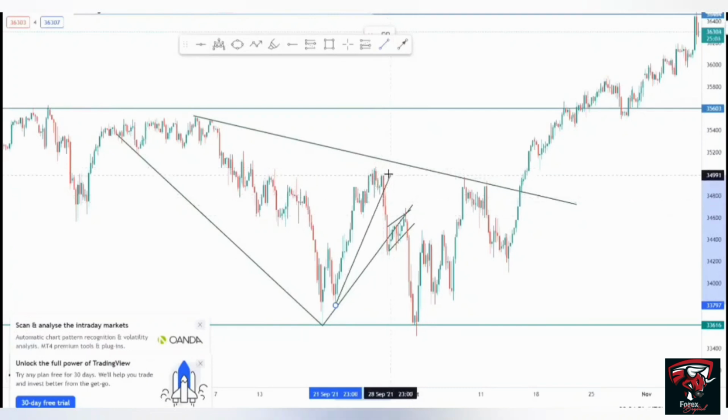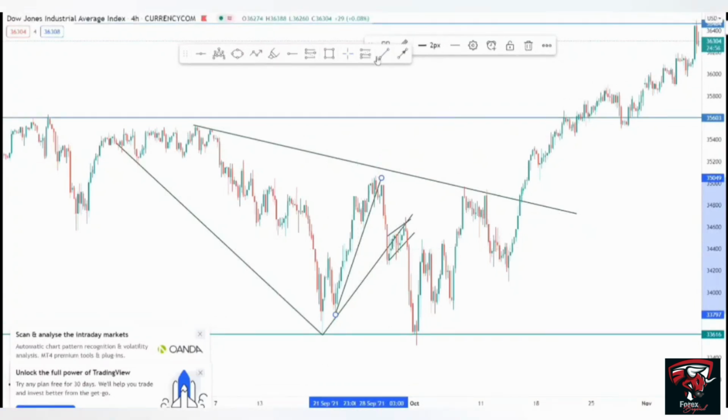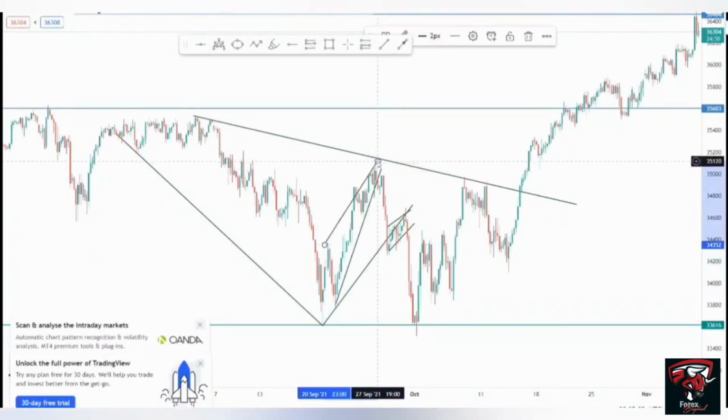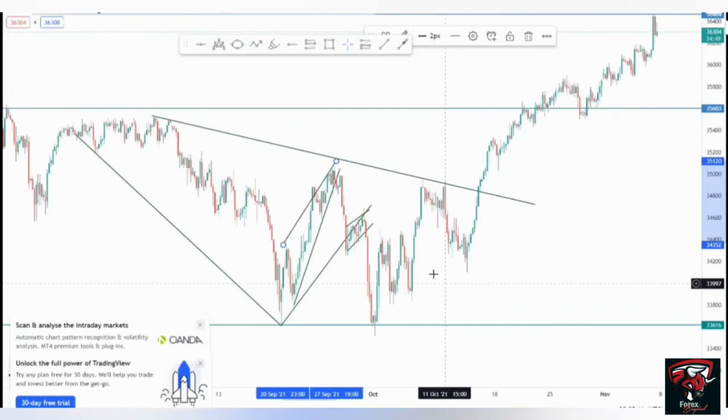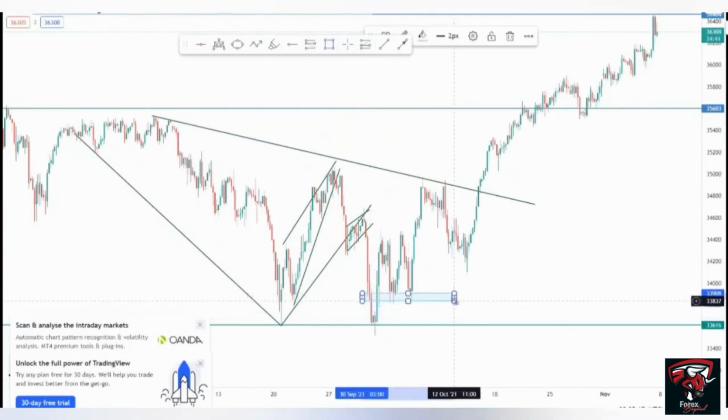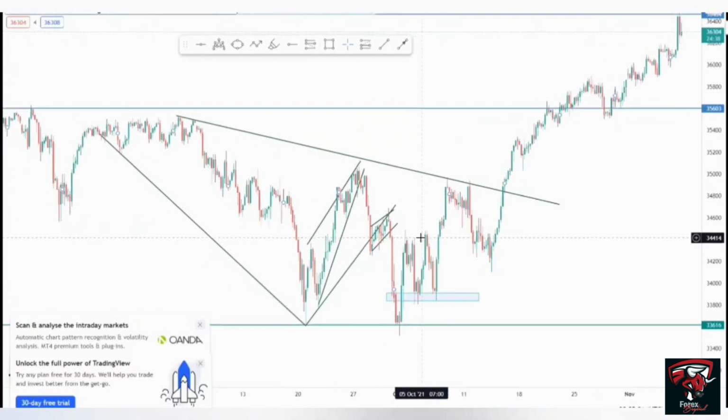Trend inside a trend. Breakout. It's sold. So same story, guys. Here we had a horizontal correction.